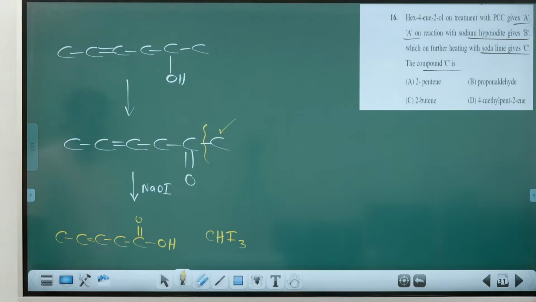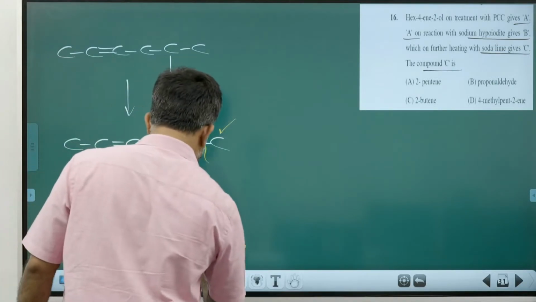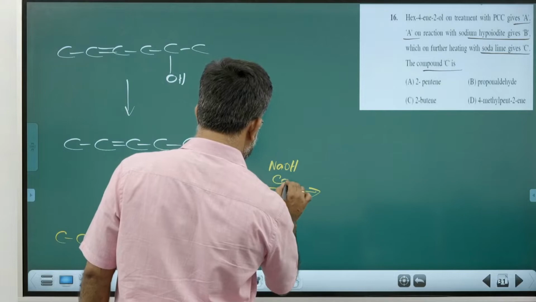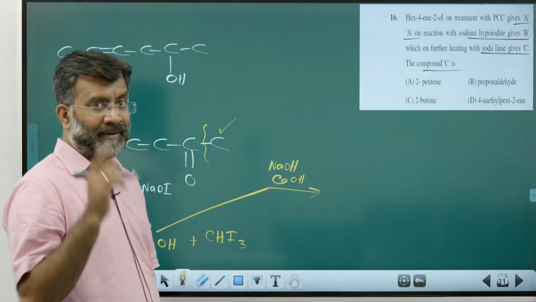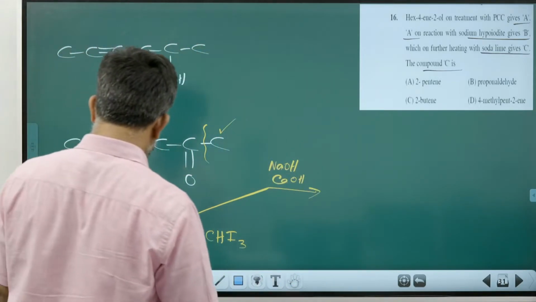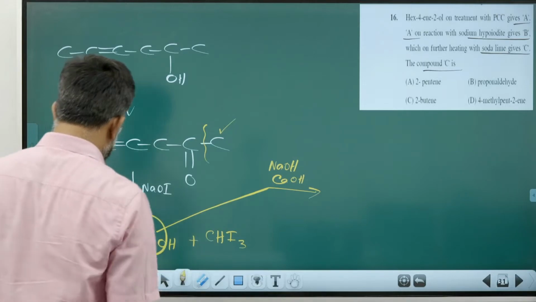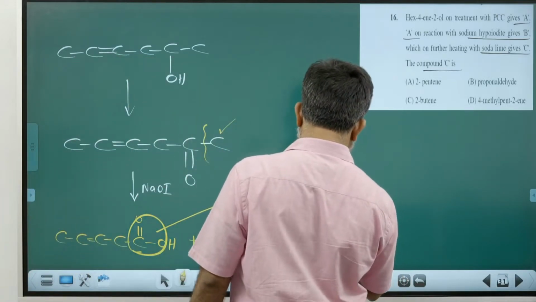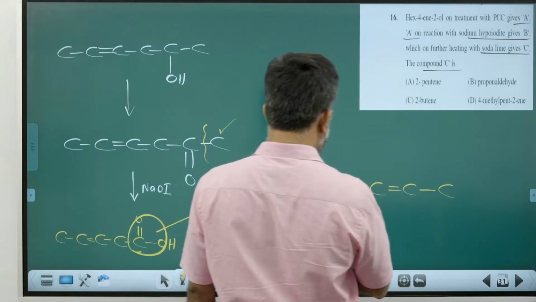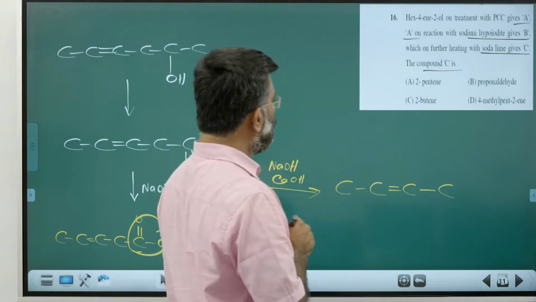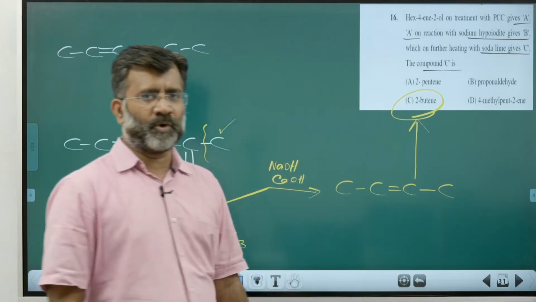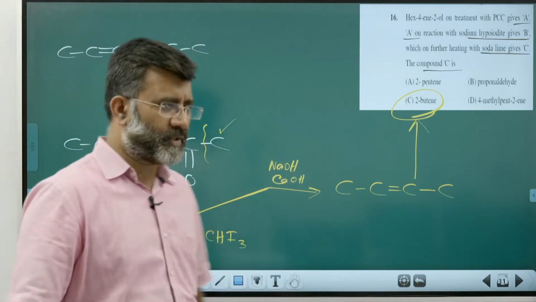Now this is treated with soda lime, NaOH and calcium oxide. There will be decarboxylation. The COOH group is eliminated and you get a four carbon alkene, which is 2-butene. Option C is the correct answer. 2-butene.